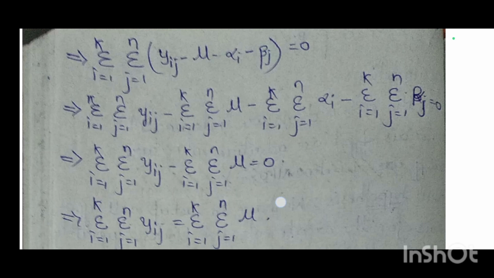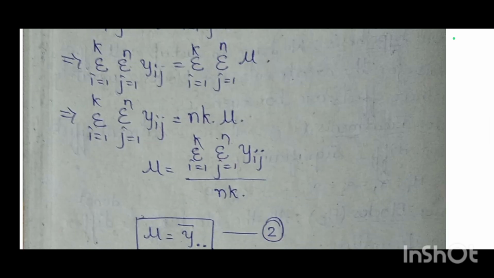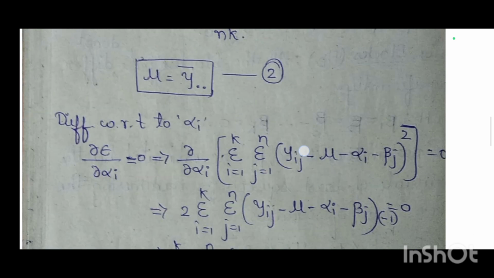So double summation of yij is equal to double summation of mu. If you remove the summations, you can write n into k, which is our value of capital N. So double summation of yij divided by n into k is equal to mu. This is the formula of mean of means, that is the overall mean y bar double dot. So you got equation number 2.